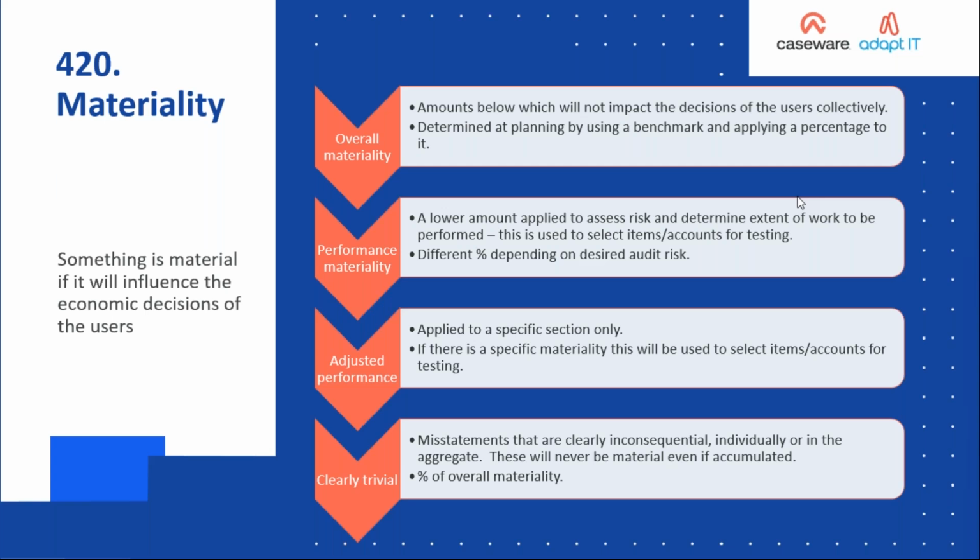Your adjusted performance materiality usually is applied to a specific section only, and in some cases, there may be a need to provide a larger buffer to identify misstatements or events that are much smaller than what would have been identified under performance materiality. In other words, the adjusted performance value is going to be even lower than your performance materiality.